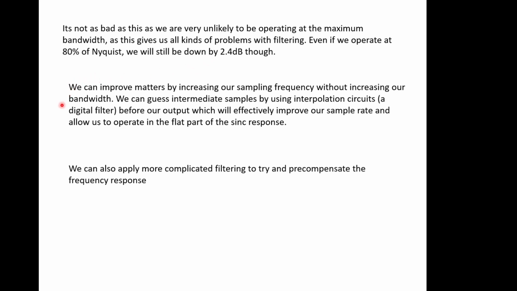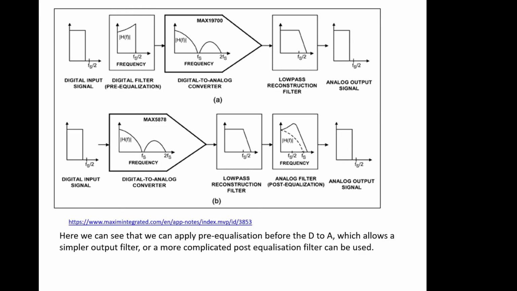So we can improve again our matters by increasing our sampling frequency without increasing our bandwidth. So we actually get some gains by oversampling even without the noise shaping stuff, and that will work quite nicely. Or we can apply some more complicated filtering to try and pre-compensate the frequency response in advance. So again, this is a reasonably well-known feature, but not that well-known that we don't have to teach it.